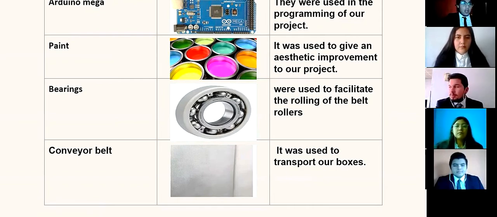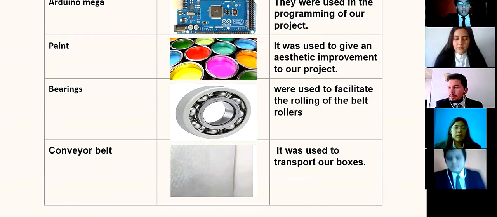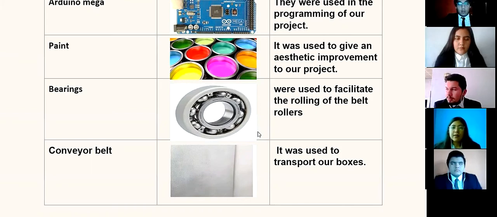Bearings: this device is mainly used to reduce the friction between a shaft and the transmission elements that are connected to it, and were used to facilitate the rolling of the belt rollers. A conveyor belt is a system that consists of two or more pulleys with a closed circuit of the transport medium rotating around them.